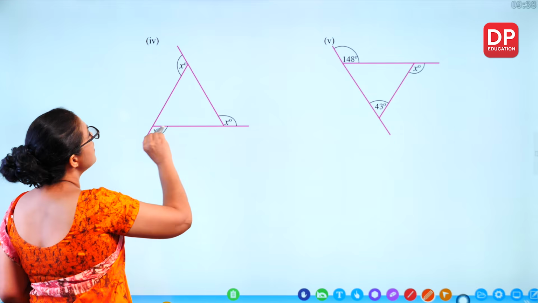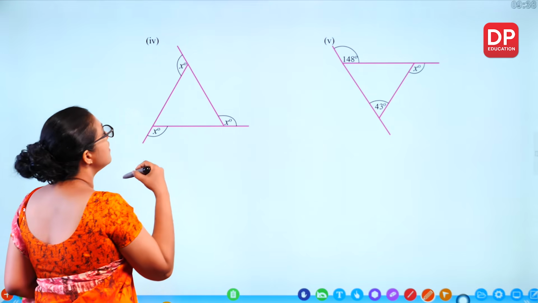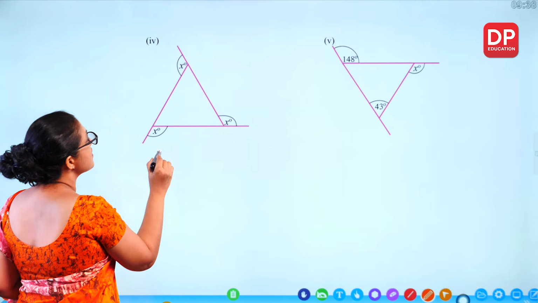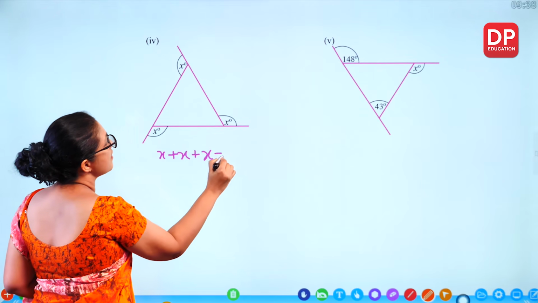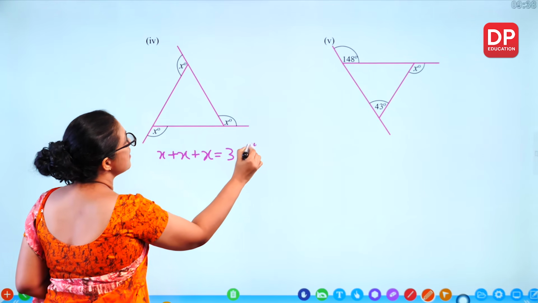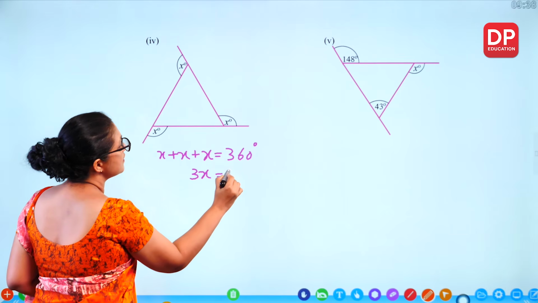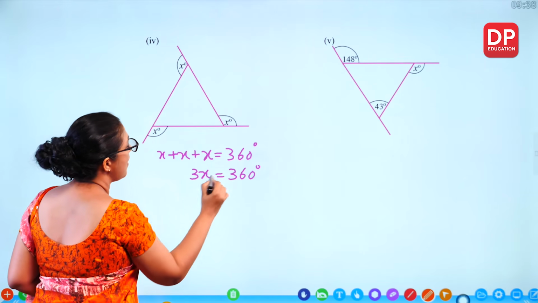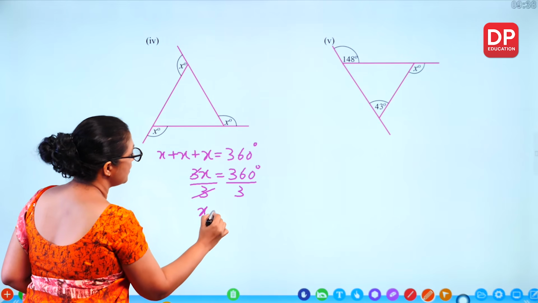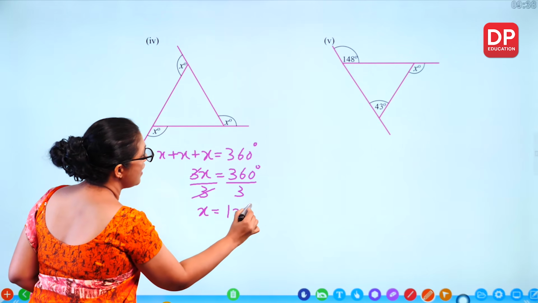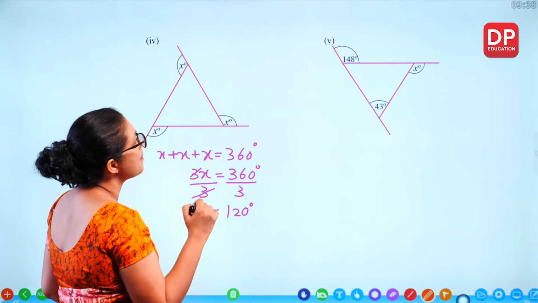This one again, these are exterior angles. So x plus x plus x is 360. So 3x equals 360, x equals 360 divided by 3. You get x value. So that's 120 degrees.